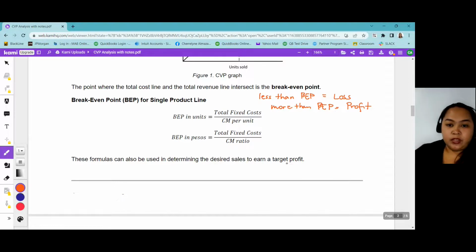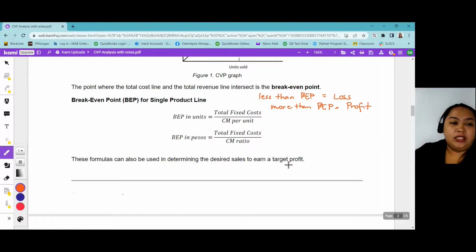Okay? So to compute for the break-even point in units, when you say in units, ibig sabihin ito yung number of units na kailangan mong mabenta to cover yung iyong cost without profit or loss. Okay? So the formula to compute for the break-even point in units is total fixed cost divided by CM per unit. Okay, so bakit ganyan ba yung formula natin?